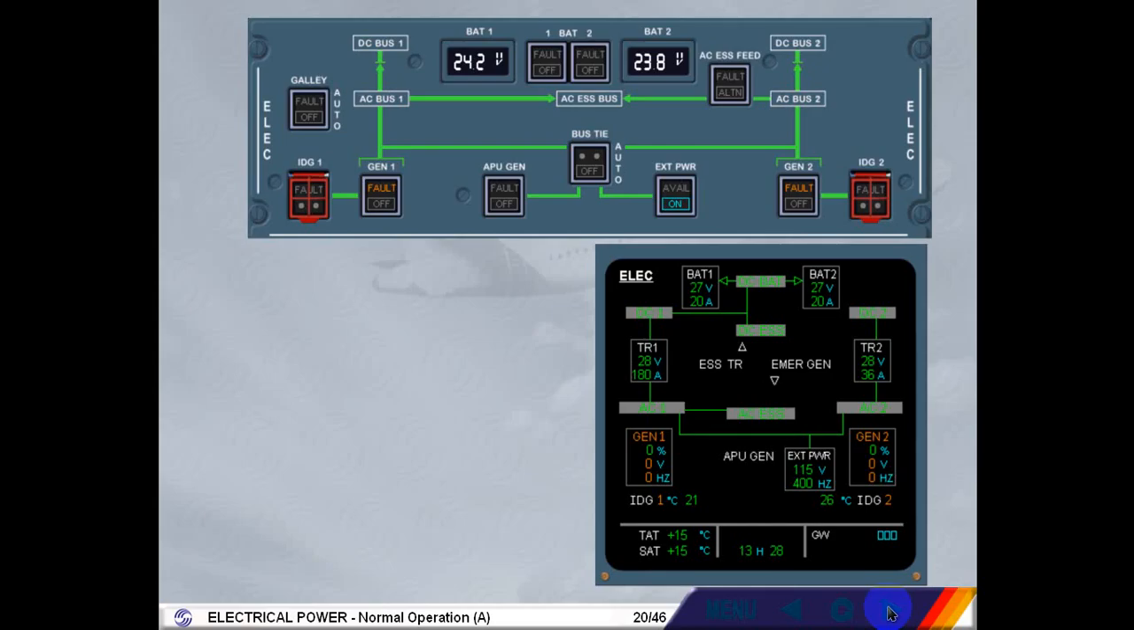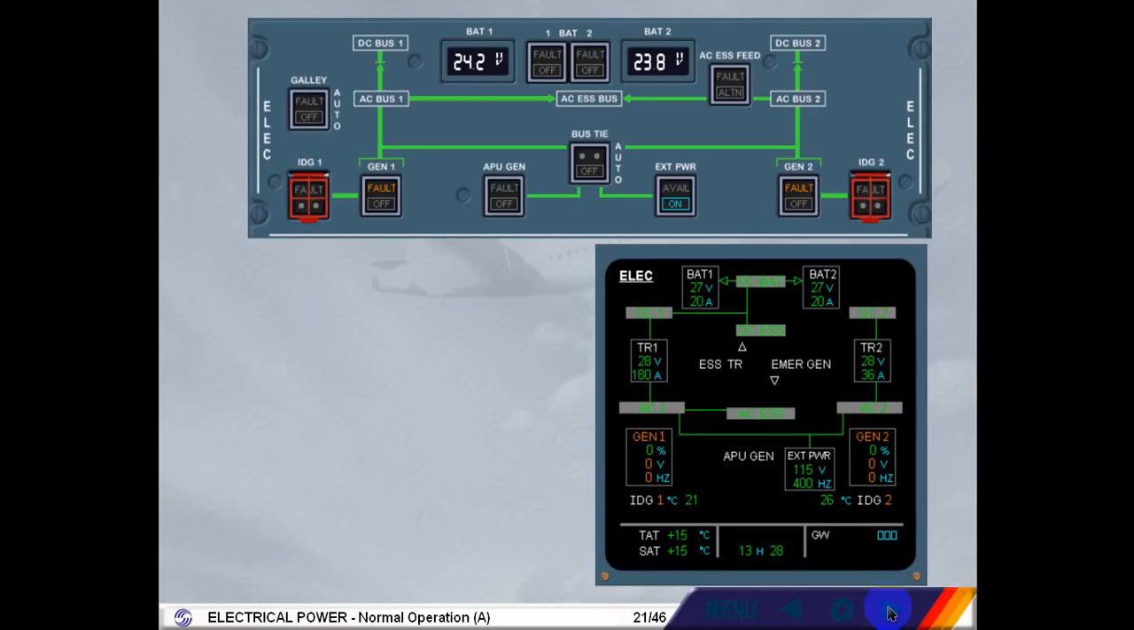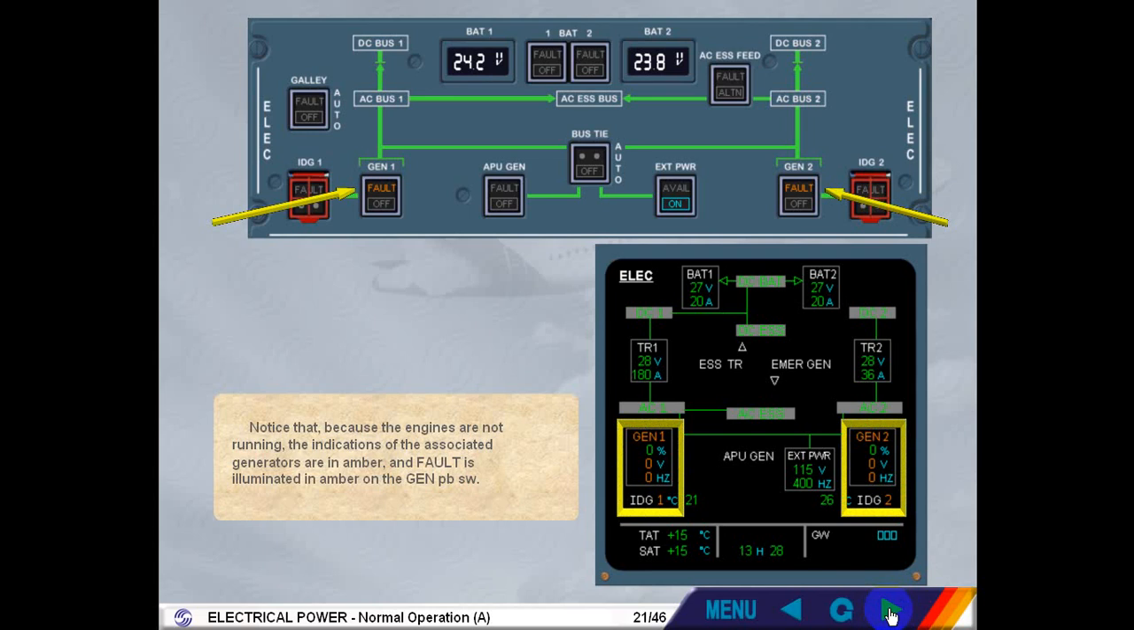By following the green lines on the ECAM page, you can see that the external power is supplying all the electrical system. Notice that because the engines are not running, the indications of the associated generators are in amber, and fault is illuminated in amber on the generator push-button switch.